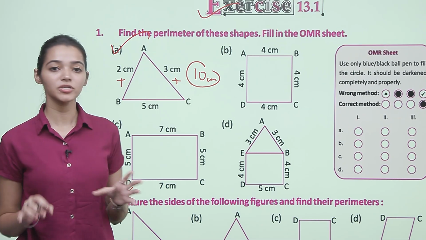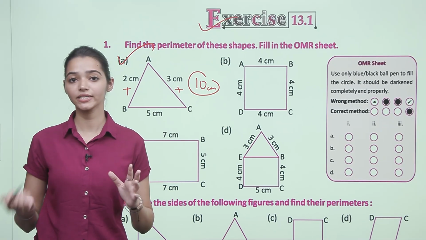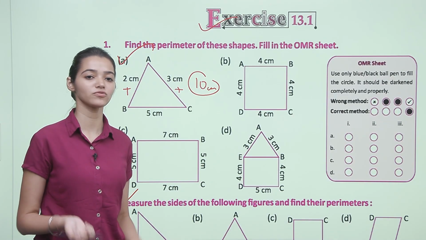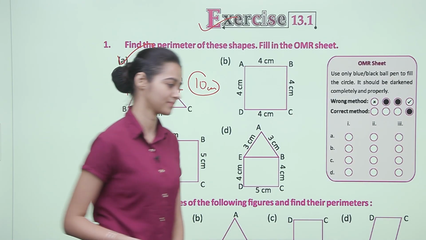Next one is we have to measure the sides of the following figures and find their perimeter. That means you have to measure these sides using a scale and then find the perimeter, that is the sum of all sides.